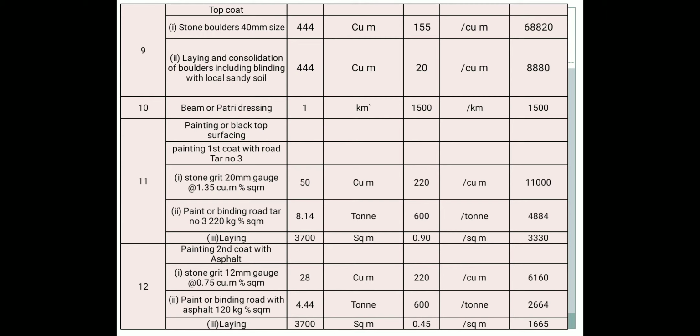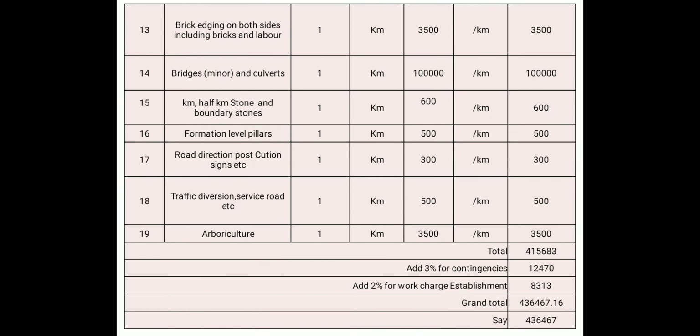Painting of the second coat with asphalt, stone grit 12 mm, 28 cubic meter, 220 per cubic meter, 6,160. Painting or binding coat with asphalt 120 kg, 4.44 ton, that is 600 per ton, that is 2,664. Laying 3,700, 0.45, 1,665. Finally, brick edging on the sides, including bricks and labor, is 1 kilometer, 3,500 per kilometer is 3,500.